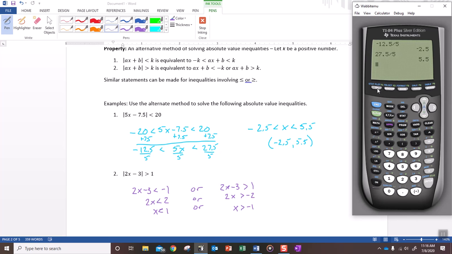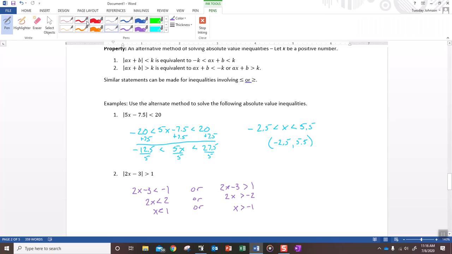And if you ever get an answer that you're unsure of, don't be afraid to check it. So we have the absolute value of 2x minus 3, and we want to compare that to 1. Okay, those values are not correct. Oh, indeed, the 1 is correct. See, that didn't set right with me. x is bigger than negative 1 didn't set right.